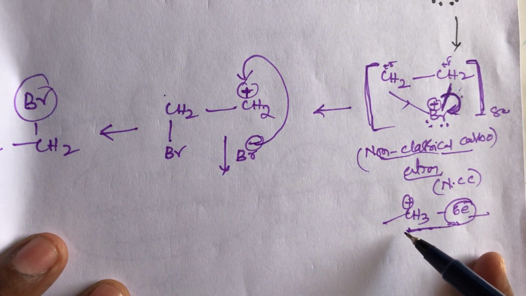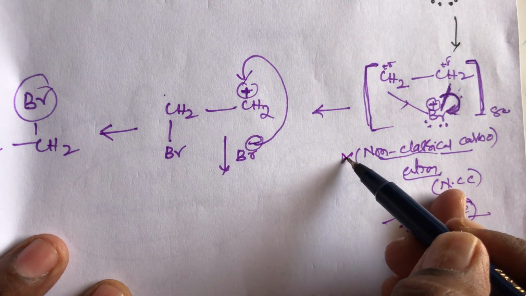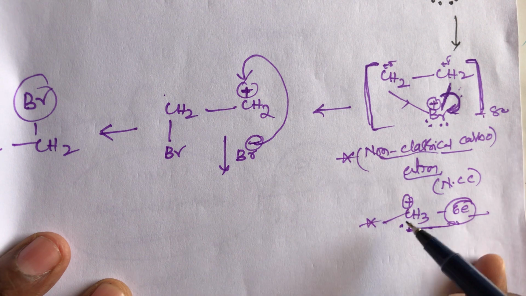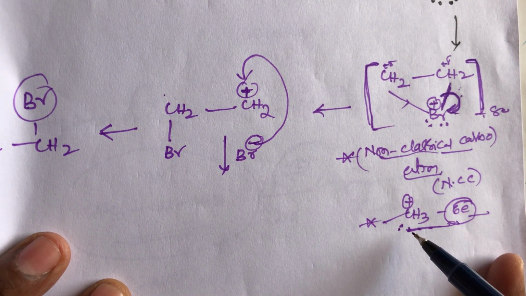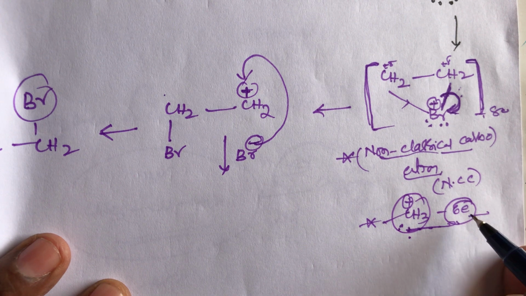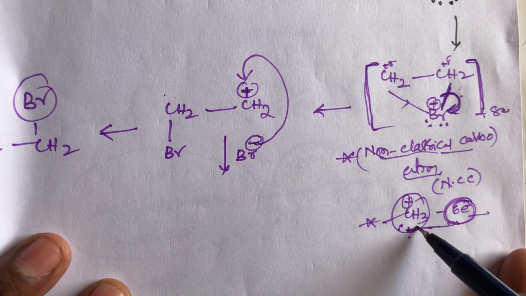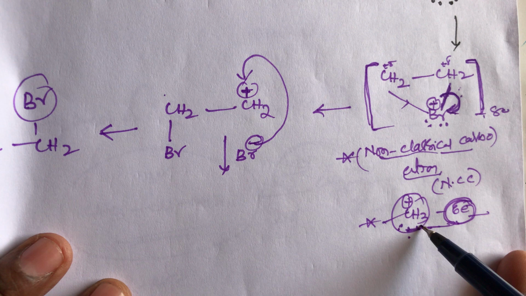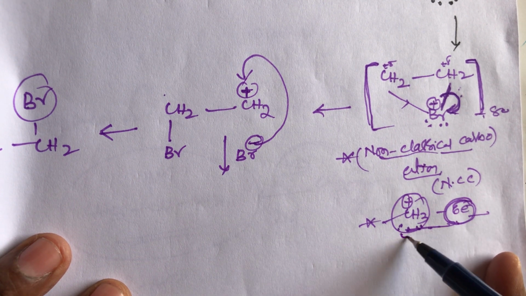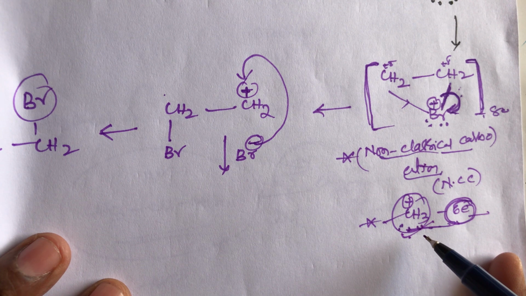What is the difference between non-classical and classical? Non-classical carbocation has a complete octet. Classical carbocation, we can write simply as CH3 plus, the methyl carbocation. It contains only 6 electrons, so it is an incomplete octet, and that's why it is less stable. So remember, students, non-classical carbocation is more stable than classical carbocation. This is the reason.